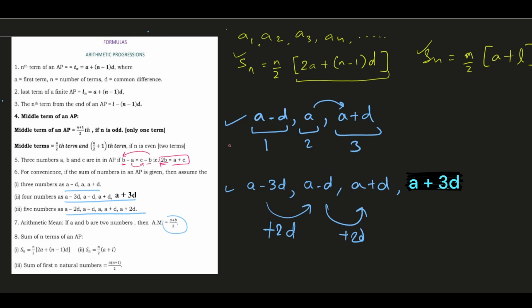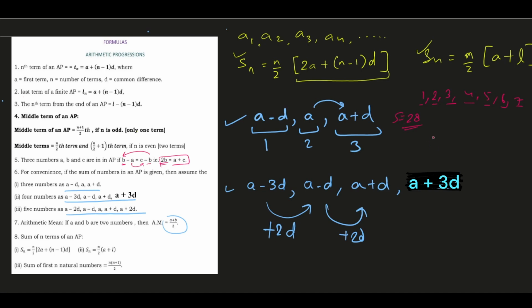The last and very important formula: the sum of the first n natural numbers. First n natural numbers means, suppose, 1, 2, 3, 4, 5, 6, I'm just writing the first 7 natural numbers. What will be the sum? Just add it up. 7 plus 6 is 13, plus 5 is 18, plus 4 is 22, plus 3 is 25, then 2 is 27, plus 1 is 28. So if I manually calculate it, S comes to 28.